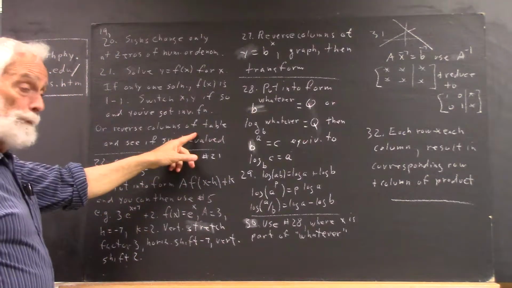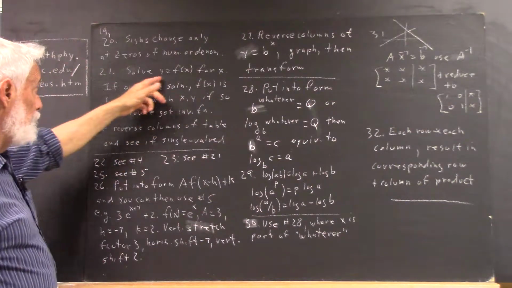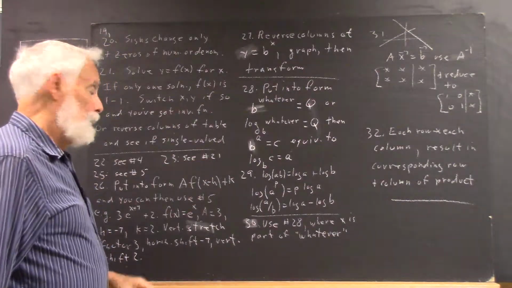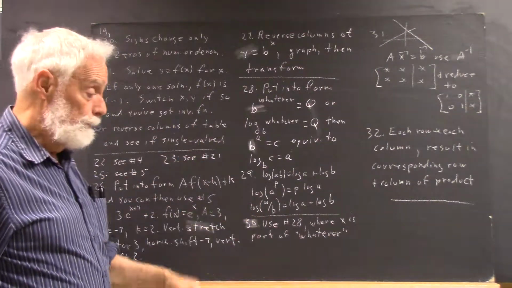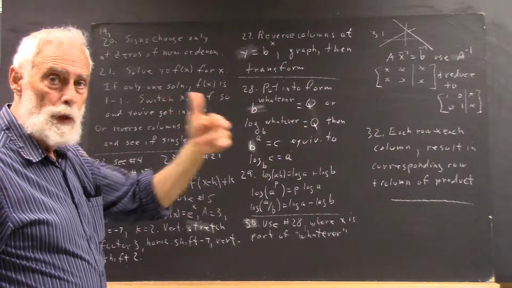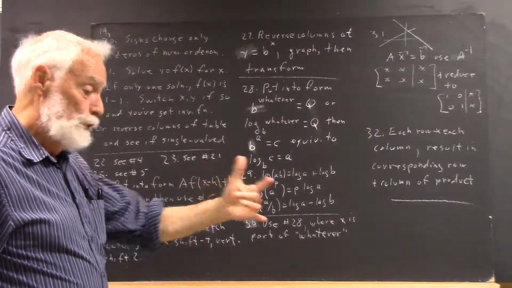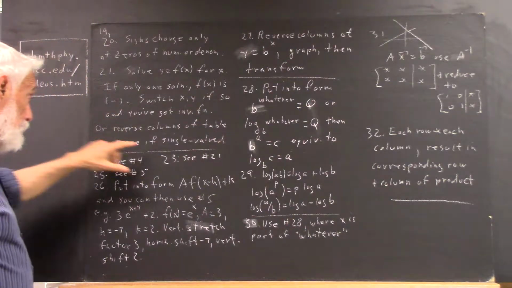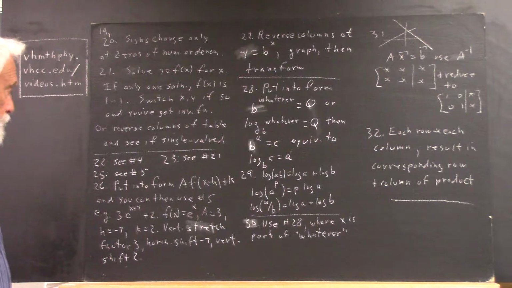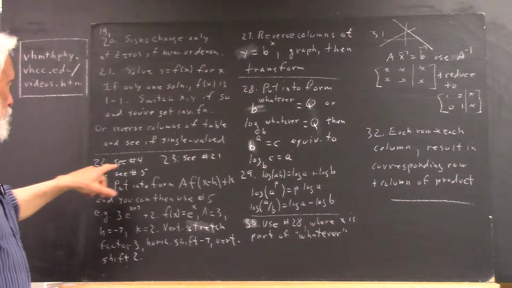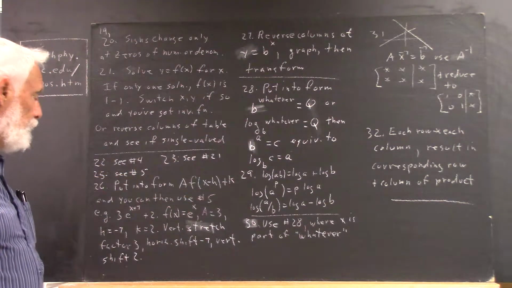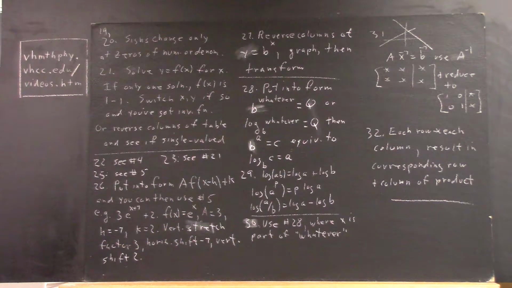Then if you have a table, because I didn't necessarily say in number 21 that the function is given as an equation, if you've got the table for the function, you can check to see if the table is single valued, if every x value has a unique y value. In other words, if y values don't repeat for two different x values. So reverse the table to see if it's single valued. For number 22, 23, and 25, you can see number 4 for 22, number 21 for 23, and number 5 for 25; they're addressing basically the same thing.